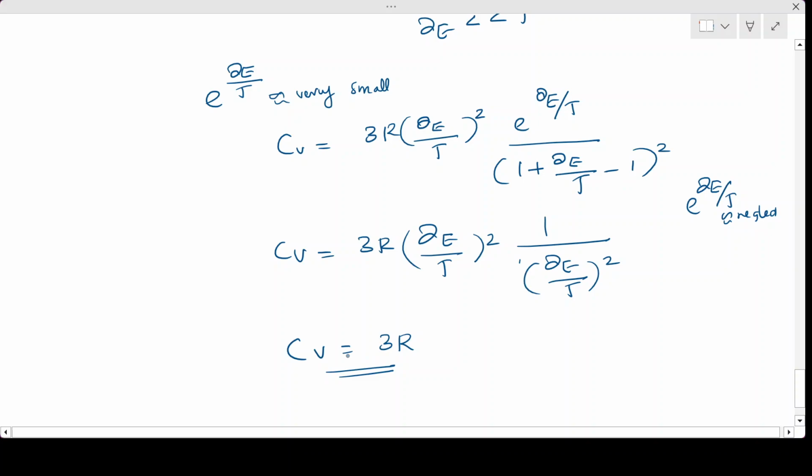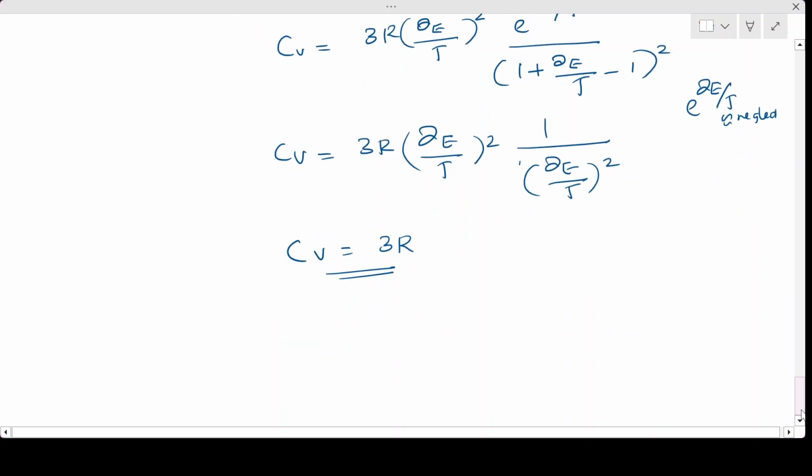Okay, so 3R. What it means is that here also, at high temperature, it matches the classical theory. The classical theory says that Cv is constant at all temperatures, but in Einstein's case you can see that at high temperature Cv is actually constant. So Cv is constant at high temperature.